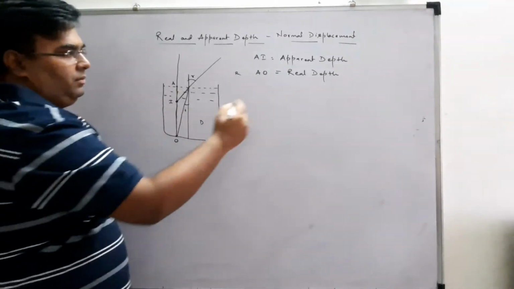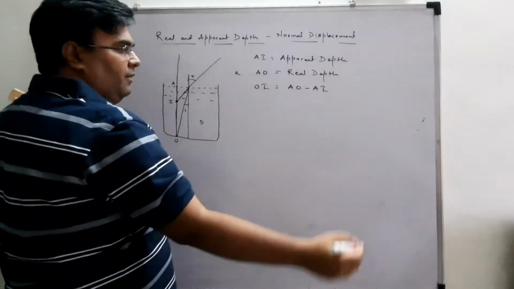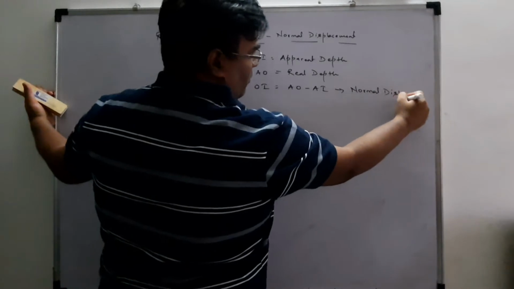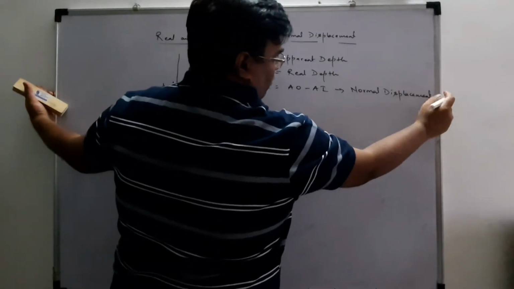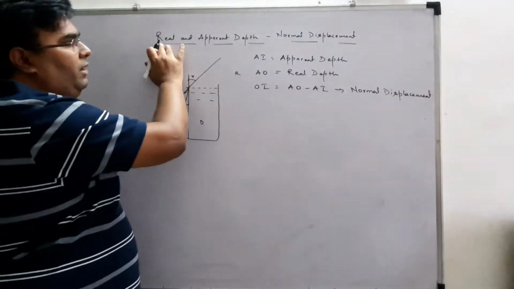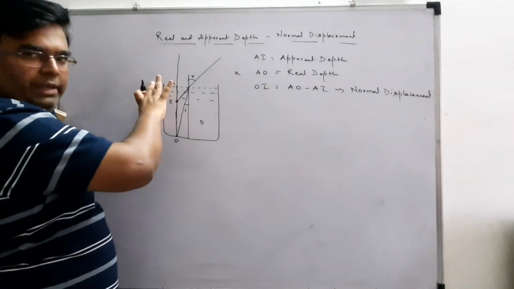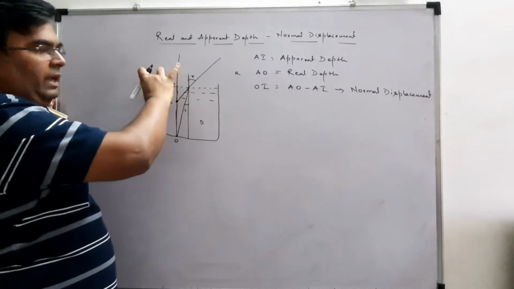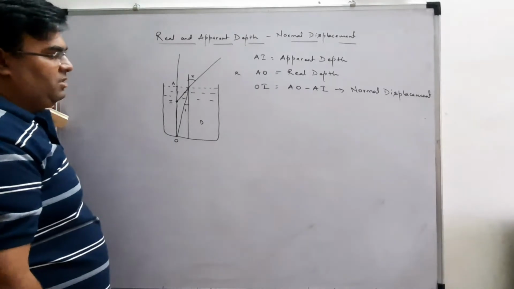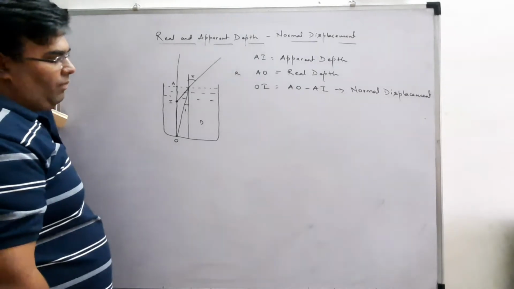We want to calculate the relation between these two. And this OI, what is OI? OI is AO minus AI. This is known as my normal displacement. You have understood real depth, apparent depth, and normal displacement. My real depth is AO, my apparent depth is AI, and the difference between these two depths is called normal displacement.